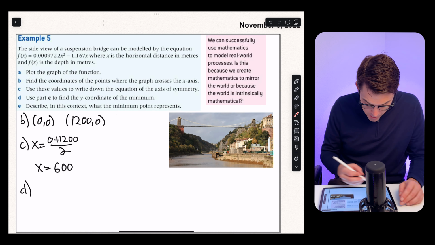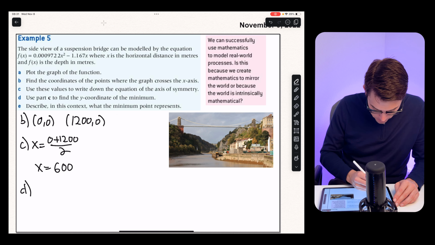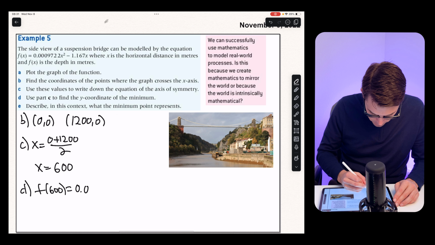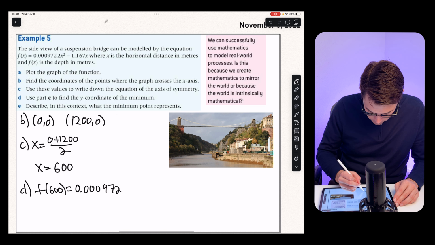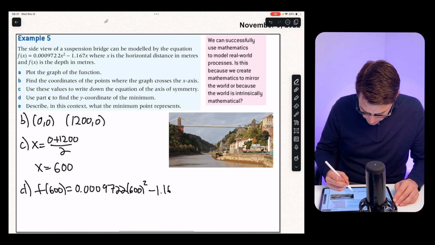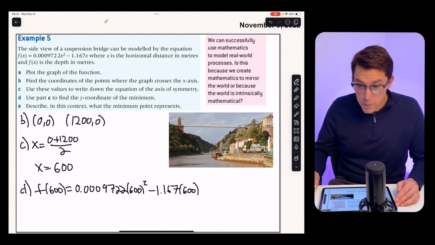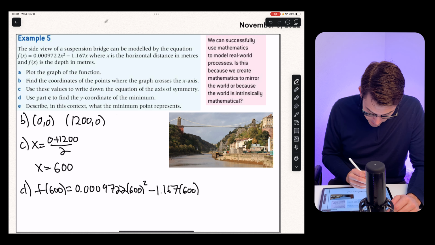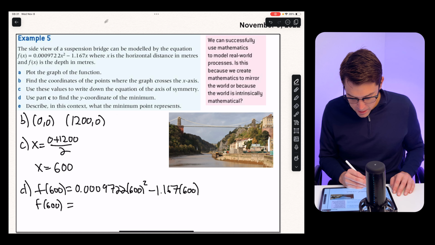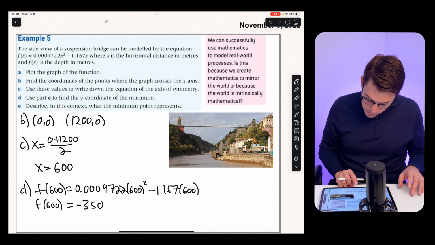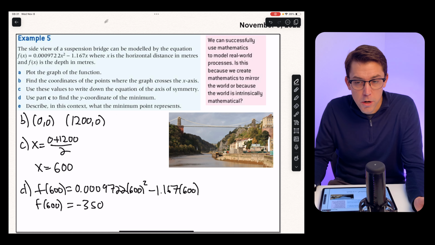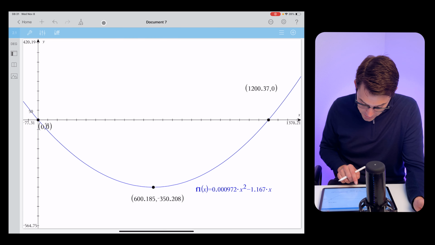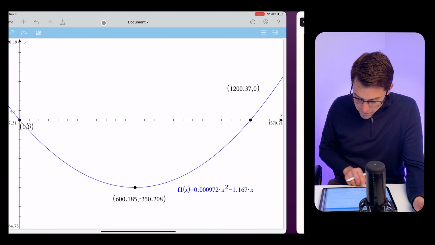So let's go ahead and do that. Let's find f of 600. It's going to be equal to 0.0009722 times 600 squared minus 1.167 times 600. There we go. And if you get that into your calculator correctly, you will find that f of 600 is going to be equal to negative 350. Again, some rounding going on here depending on the context of the question and what your teacher's asking, but that's also exactly what we find here, about 600-ish to negative 350-ish.